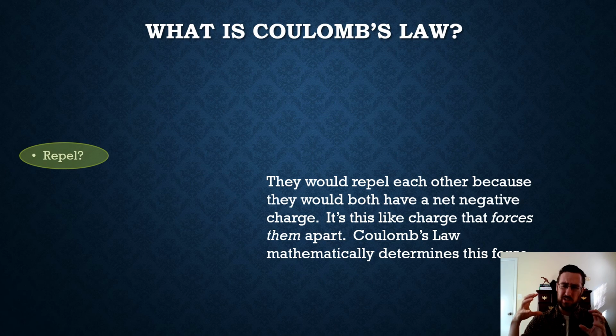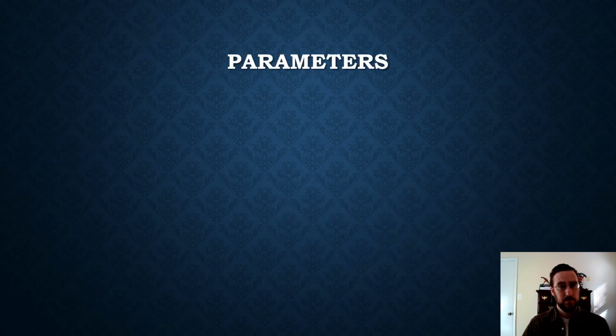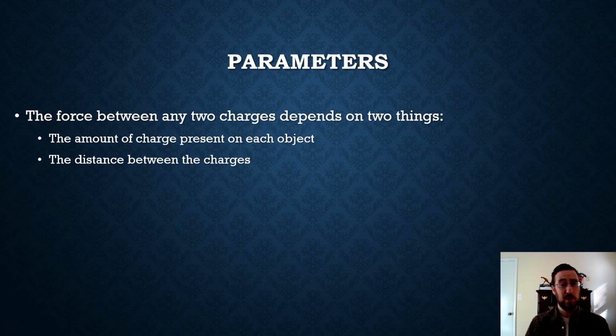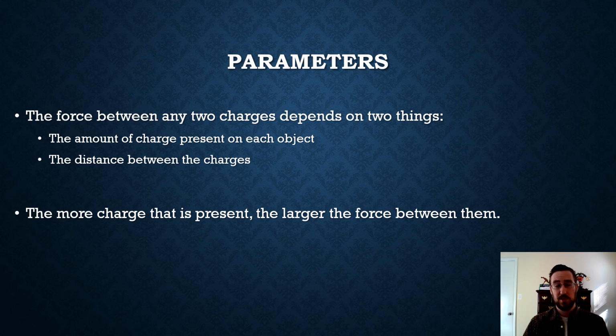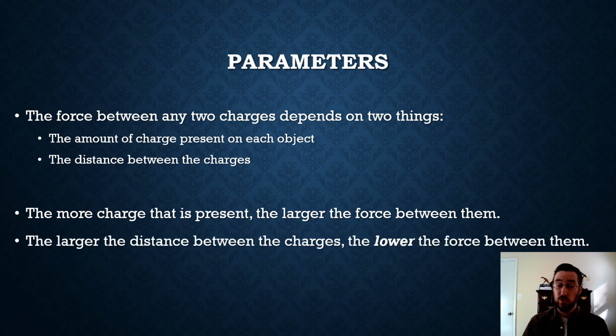But really, it's this like charge that forces them apart. I'm using the word forces there on purpose because Coulomb's law describes that force. It's called the electrostatic force, the force between charges. So the force between any two charges depends on two things: the amount of charge present on each object and the distance between the charges. The more charge that is present, the larger the force between them. And the larger the distance between the charges, the lower the force between them. They're further away, and if they're further away, then they're not going to interact as much. It results in a lower electrostatic force.